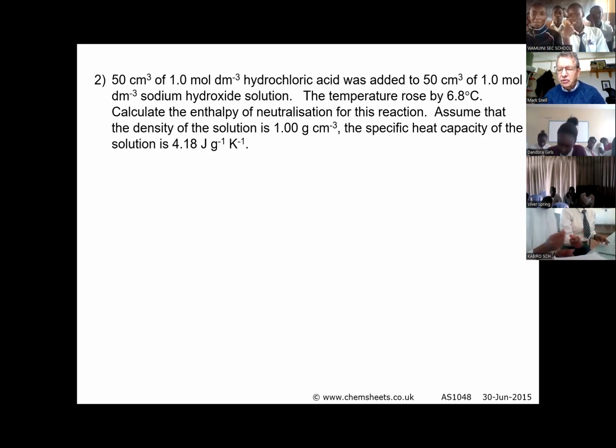But the answer to the Q is around about 3,000, just a bit less than 3,000. So hopefully you will get the right answer there.